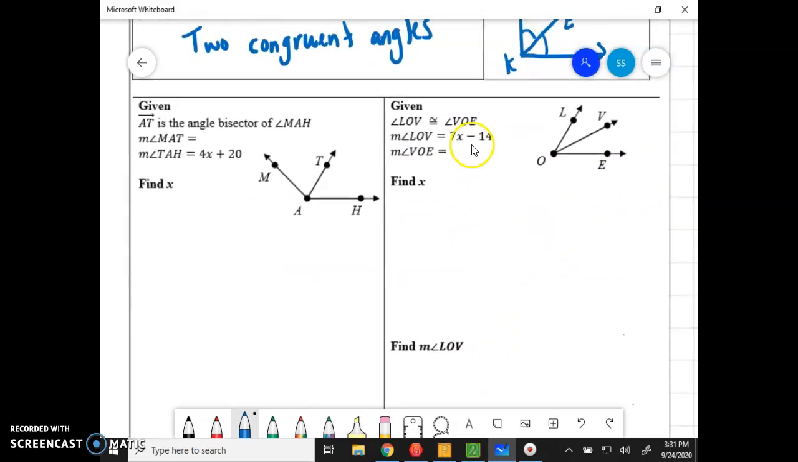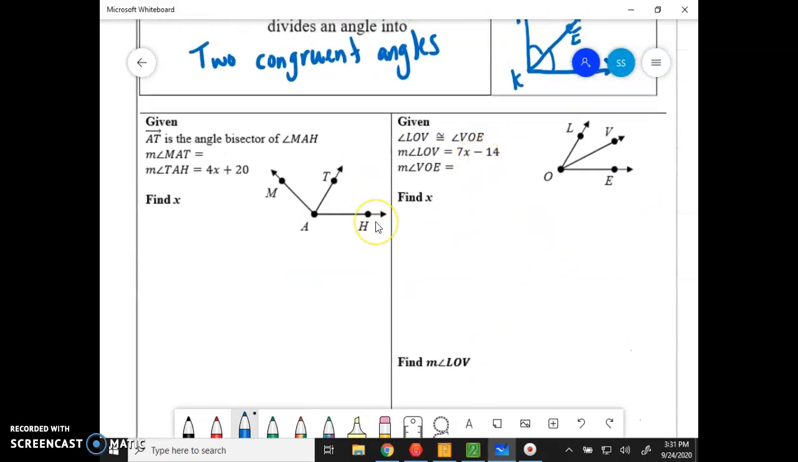All right, moving on. Here's the tough stuff. Really, we've been doing this since last week. It's not too bad, as long as we label everything out. We've got ray AT, that's right here, is the angle bisector of angle MAH, so the big guy right there.